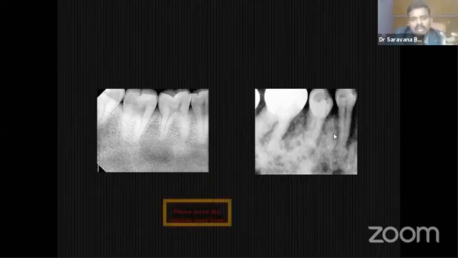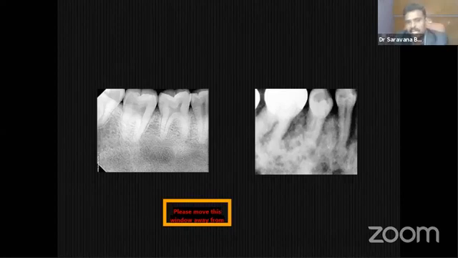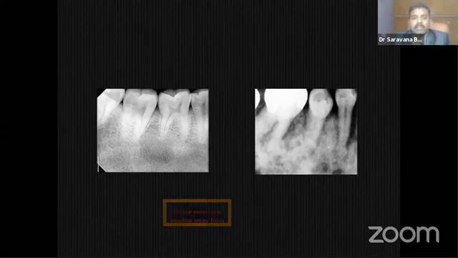These two are normal regular IOPA. Can you notice the difference between the first picture and the second picture? Can you notice the difference in the trabecular pattern here? Yes, it is not a normal trabecular bone pattern in the first IOPA and second IOPA. The first picture is the ground glass appearance. It is a case of fibrous dysplasia. The second picture is cotton wool appearance. It is a case of Paget disease.